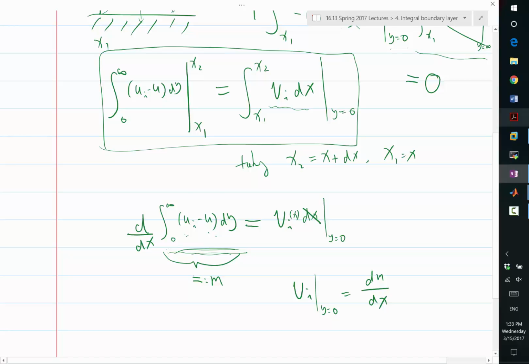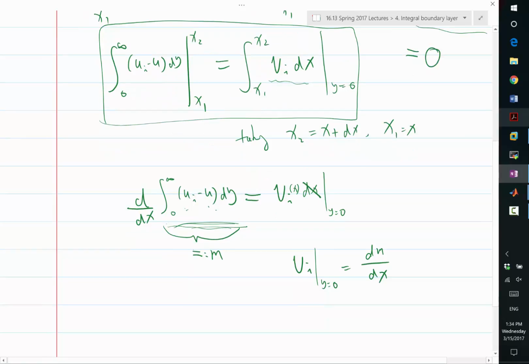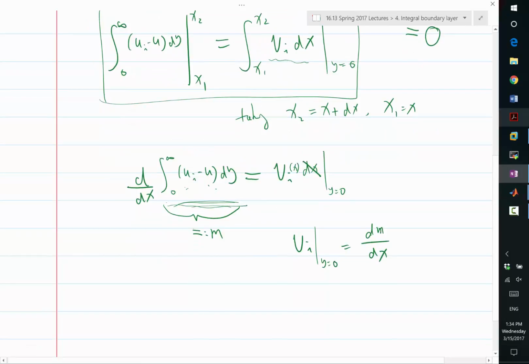And m basically quantifies how much defect is in the mass flow of the boundary layer, which is related to what thickness of the boundary layer? The displacement thickness, right? Somebody remember what is the displacement thickness? Integral of 1 minus small u over big U.